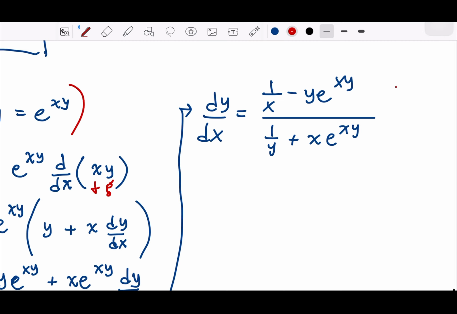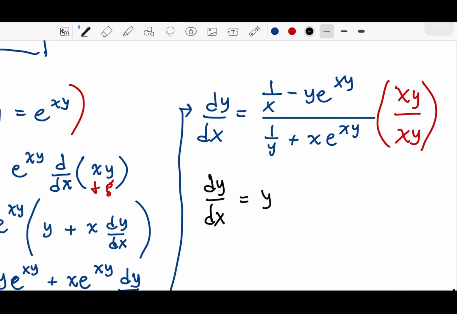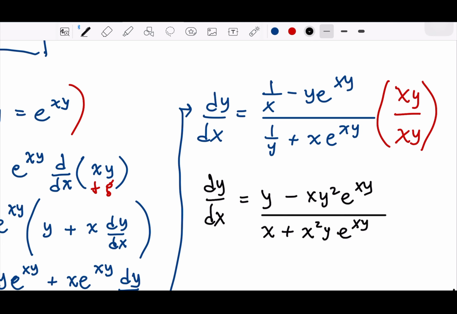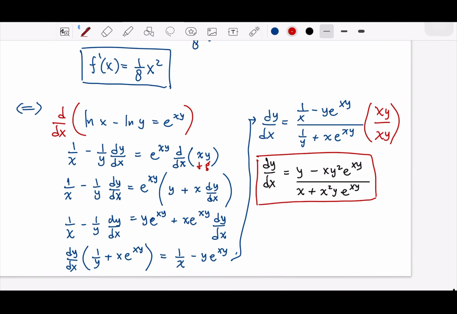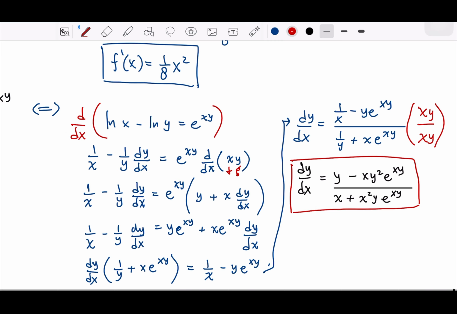So let's multiply with xy over xy. So we get that dy over dx is y minus x y squared e to the xy, over x plus x squared y e to the xy. Okay, you can just stop here. It's still okay.